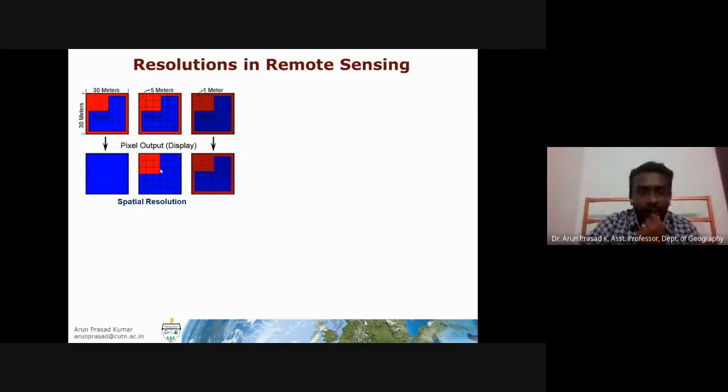Further, if we go to a 1 meter resolution, we can clearly see that the region occupied by the house is distinctive, and the outer space is also clearly visible. So we understand that if we want to identify an object which is small in the real surface, we have to choose remote sensing data which is compatible with identifying that particular small object.